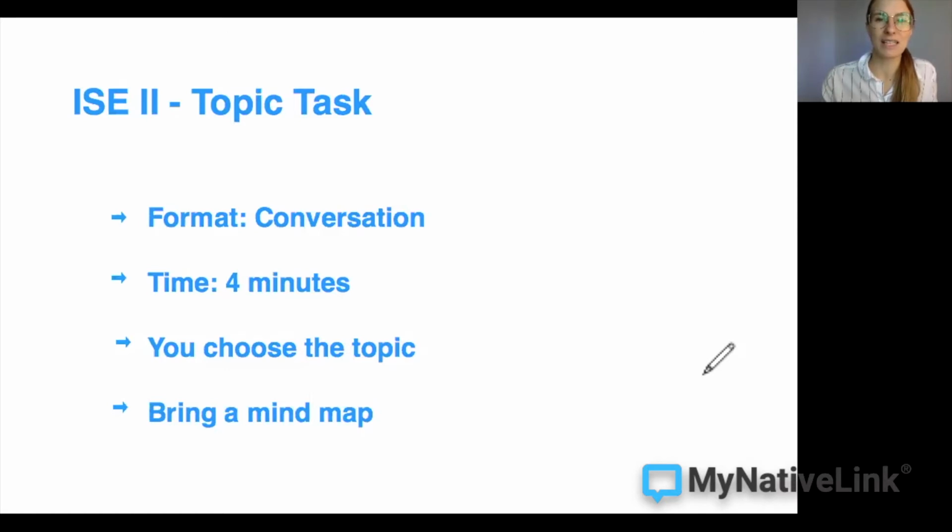Also, for the topic task, you need to bring a mind map. You need to bring the main ideas you're going to talk about in your topic.